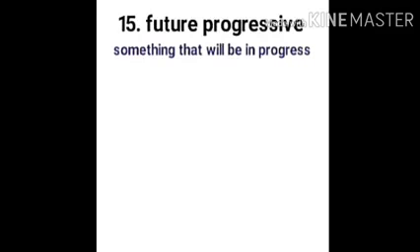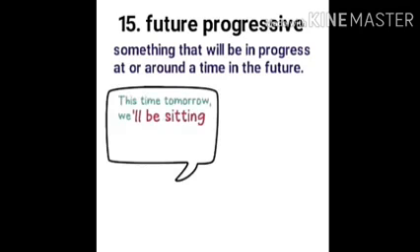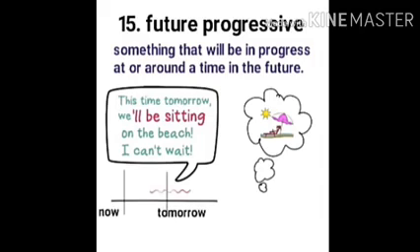So now looking at the future progressive. This is used for something that will be in progress at or around a time in the future. So this time tomorrow, we'll be sitting on the beach. I can't wait. So here on the timeline, you can see that we will be sitting on the beach in the future. Here we're imagining a time in the future where we'll be doing something over a period of time. Remember, it's the continuous form, so it's over a period of time. The form is will be plus ing, the ing form of the verb.